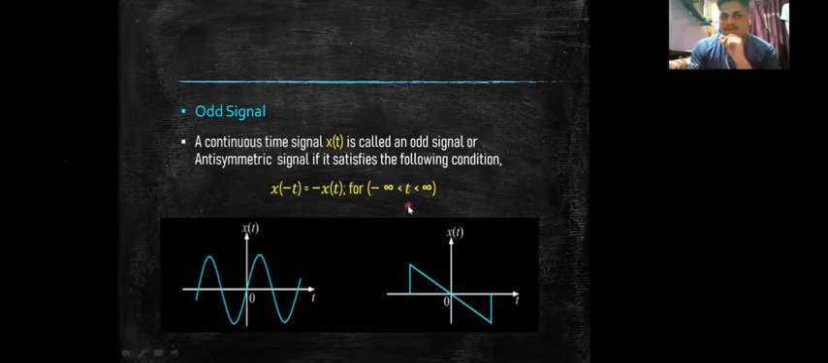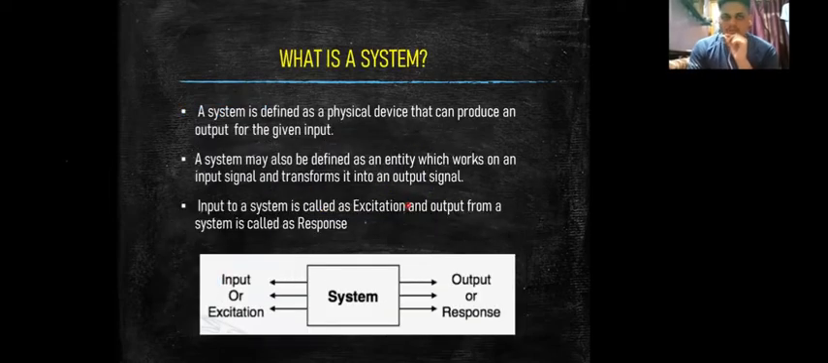Now let's take a look at what is a system. Since our topic consists of signals and systems, I hope that we have understood the basics of signals, what a signal is and what are its basic types. So a system is defined as a physical device that can produce an output for a given input. A system may also be defined as an entity which works on the input signal and transforms it into an output signal. The input given to a system is called the excitation, and the output which comes from the system after the work is done on the input signal is the response. Here it's represented in the diagram.